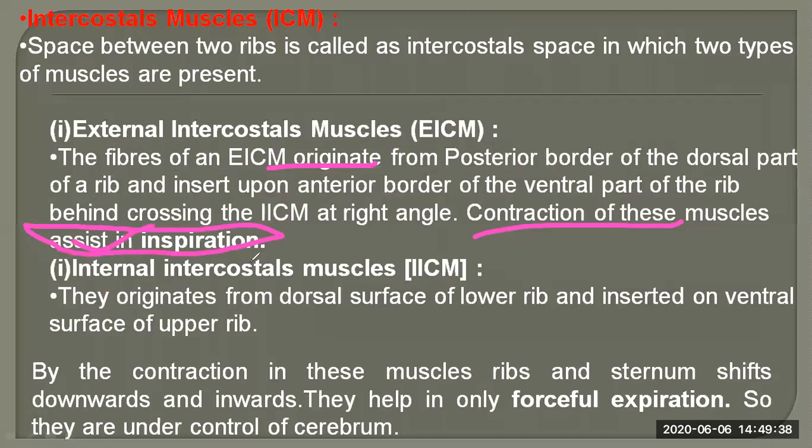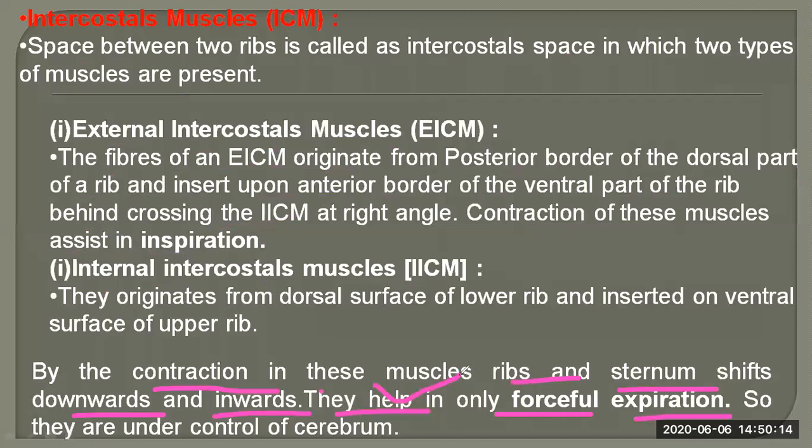Clear? Now second, we will see the internal intercostal muscle, that is the IICM. They originate from the dorsal surface of the lower rib and are inserted on the ventral surface of the upper rib. So this is the location; they have given the location and origin. Now we will see the contraction. By the contraction of these muscles, ribs and sternum shift downwards and inwards. They help only in forceful expiration.